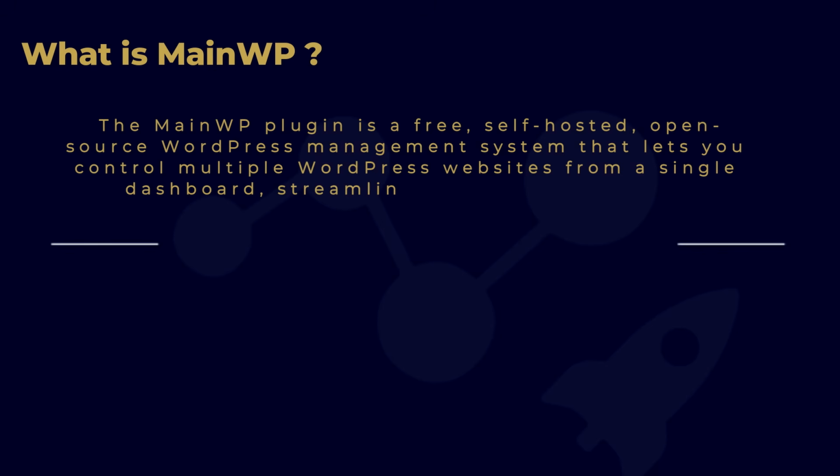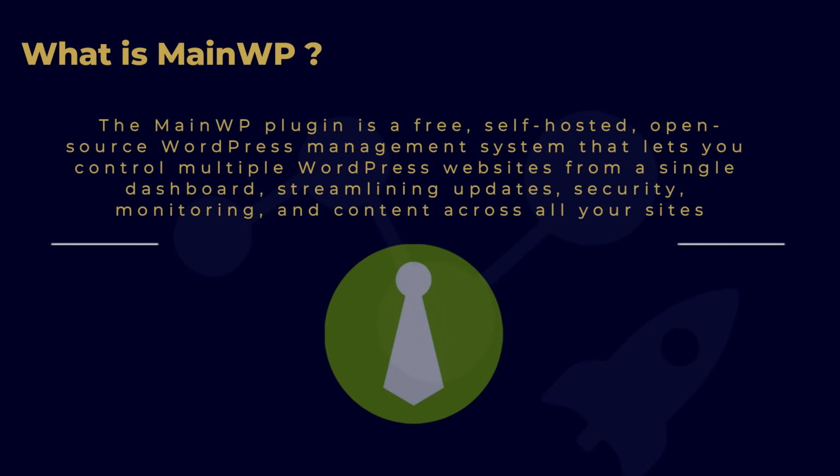First, let's see what is MainWP plugin. MainWP is a free WordPress plugin that acts as a central control panel to manage, update, and monitor all your different WordPress websites from one single dashboard. On the same dashboard, you can run tasks like plugin and theme updates, backup, security scans, and uptime checks for separate WordPress websites on a single dashboard.